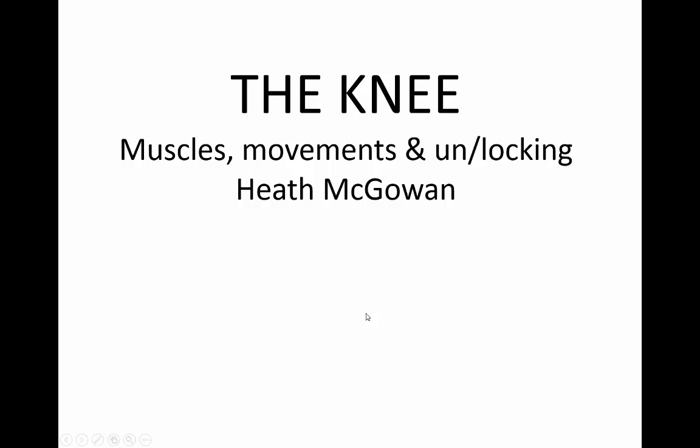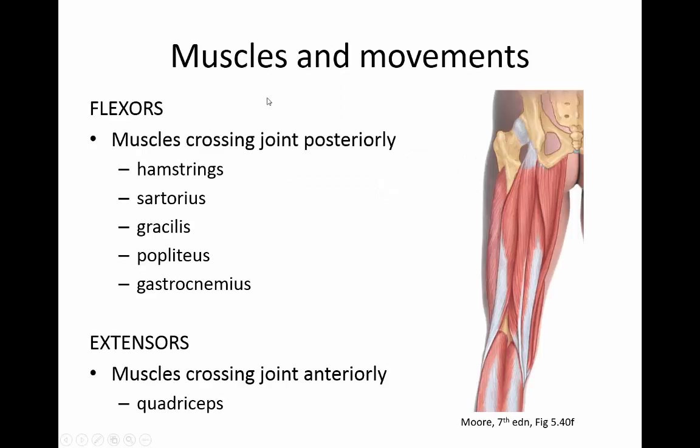This clip is on the muscles and movements of the knee, as well as the locking and unlocking mechanism. So the knee is a modified hinge joint capable of flexion and extension. Flexion is caused by muscles which cross the knee joint posteriorly. These include the hamstrings. More laterally, we have the biceps femoris, long and short heads. Medially, we have the semimembranosus and semitendinosus.